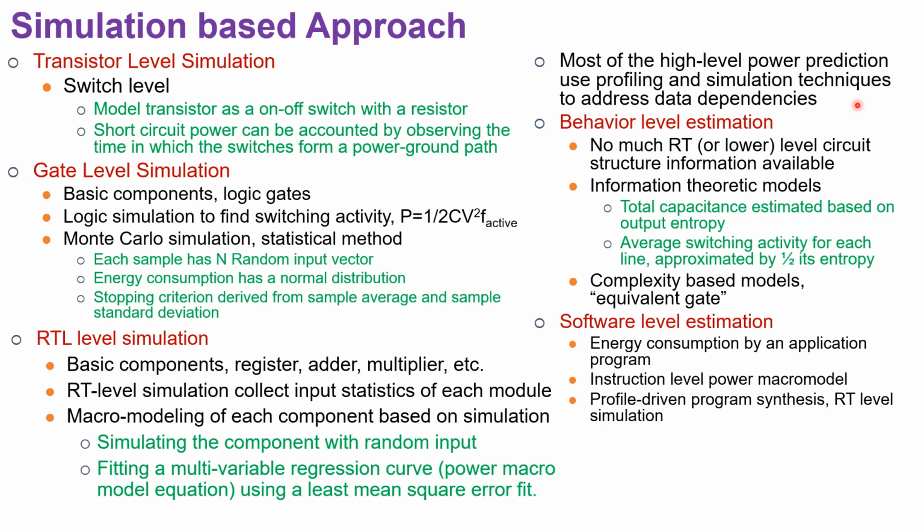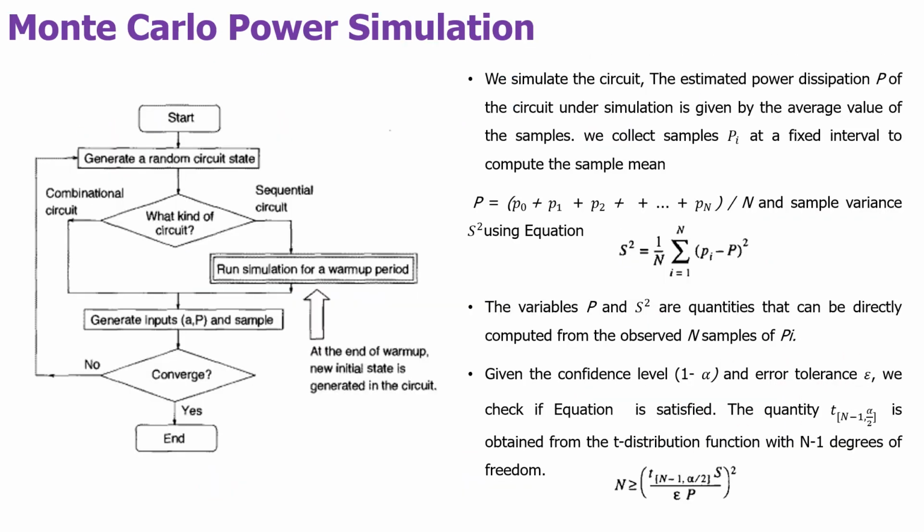Behavior level estimation: not much register transfer level circuit structure information is available. So the total capacitance is estimated based on output entropy. Average activity for each line is approximated by 0.5 of its entropy. Then complexity based models, equivalent gate. Then another one, software level estimation. The Monte Carlo power simulation is one of the software level methods to estimate the power.